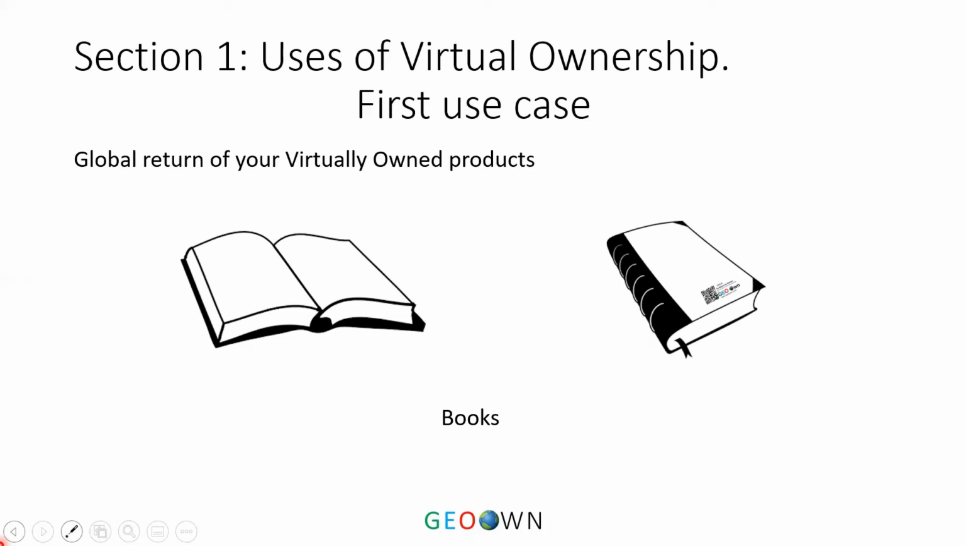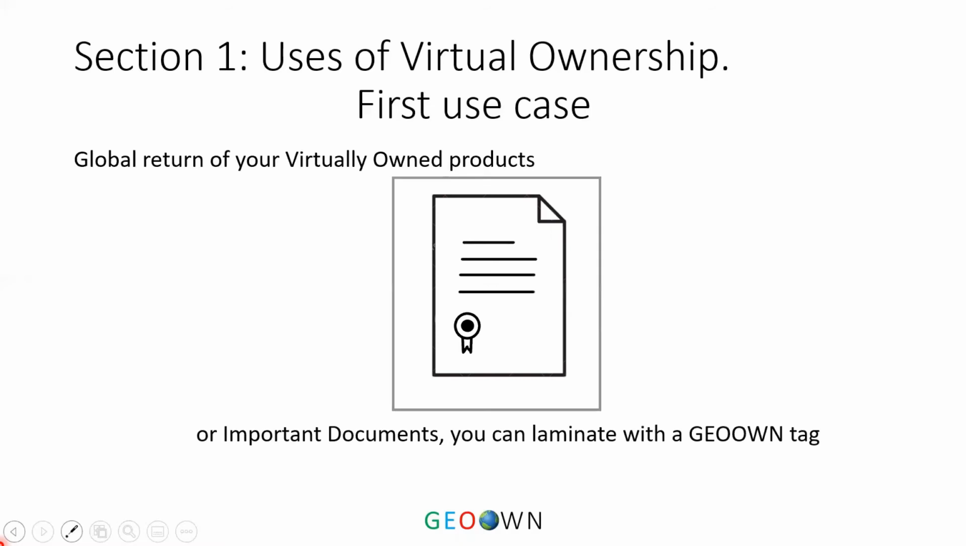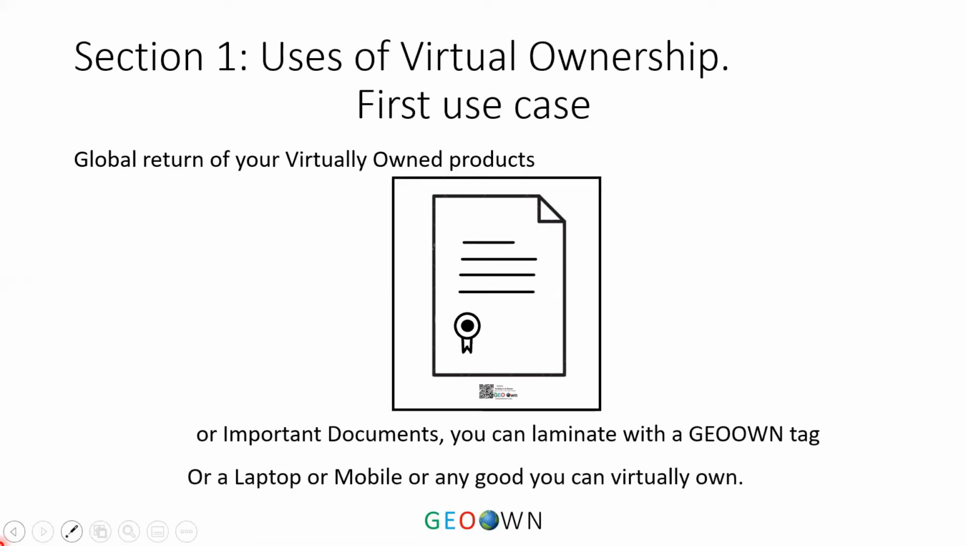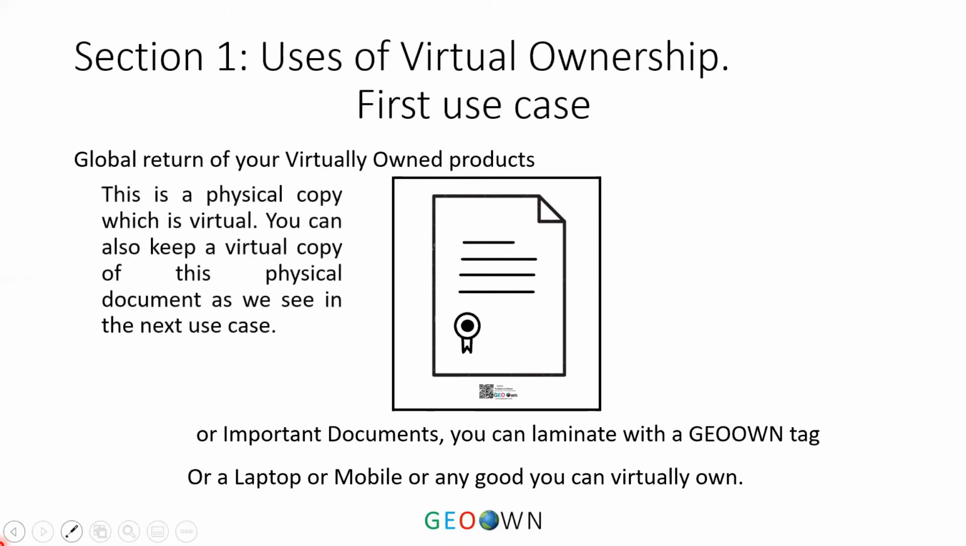You, however, have to pay a one-time nominal fee for the passive tag. In case of an important document, you can attach your virtual ownership code to the document or laminate it and attach it to the laminate. You can own any of your goods like a laptop or mobile virtually. The physical document will now have a virtual presence.